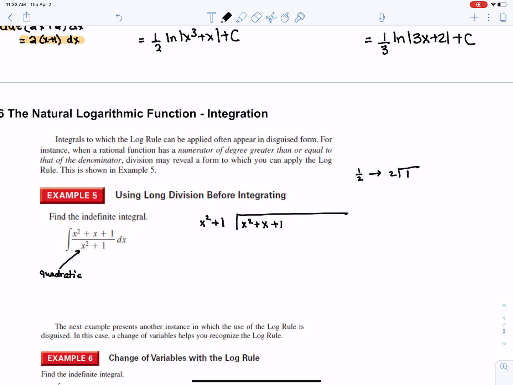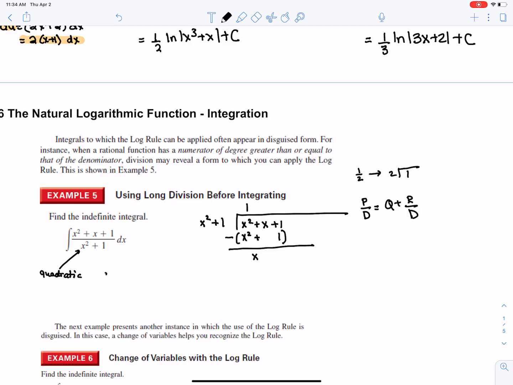Okay, I need to multiply something by x squared to get x squared. It's a 1. So 1 times x squared is x squared. 1 times 1 is plus 1. We subtract, and I'm left with just an x. So now I'm ready to write my polynomial over divisor equals quotient plus remainder over divisor.